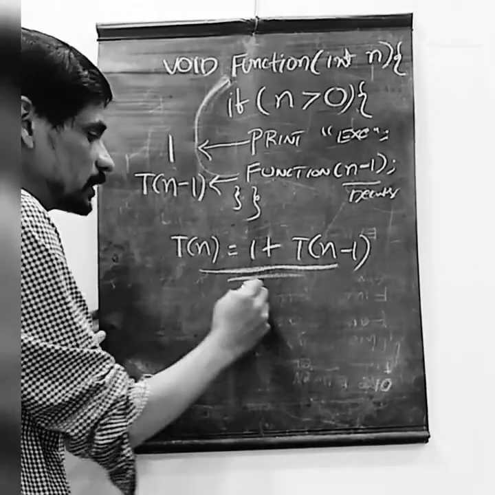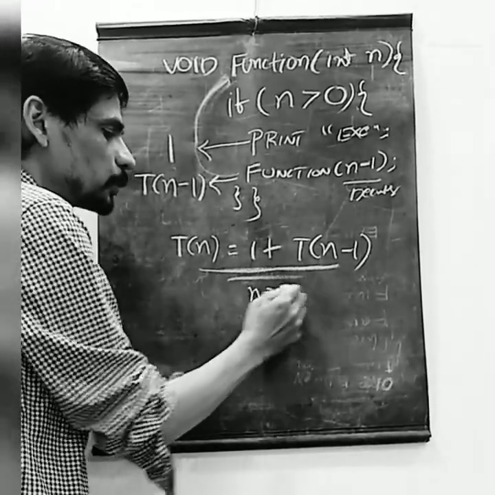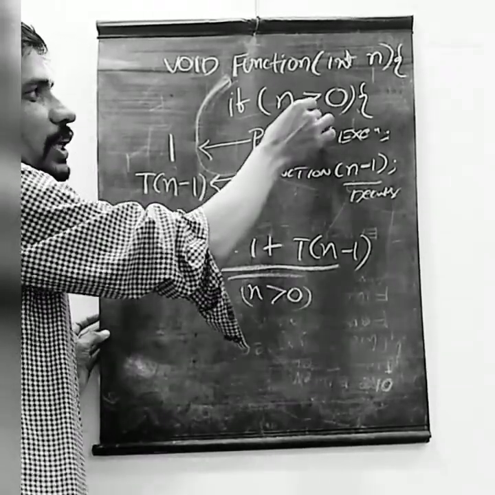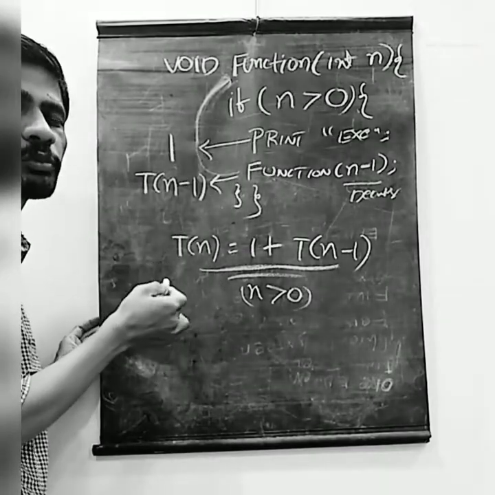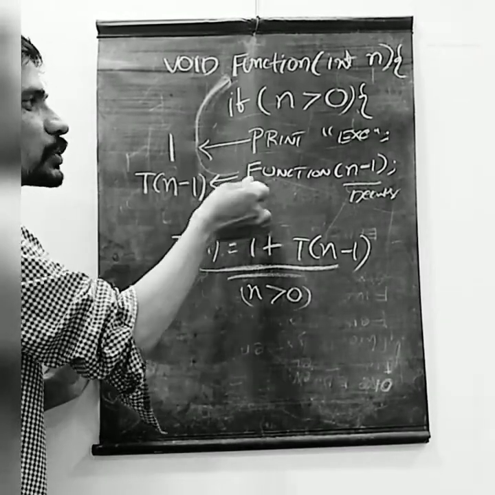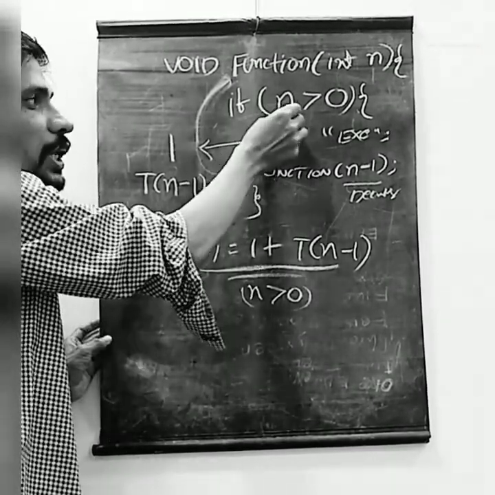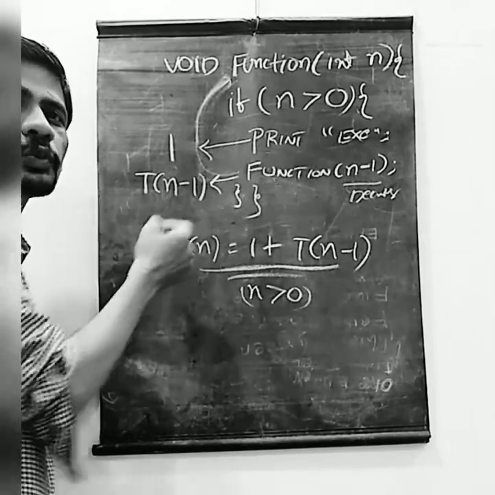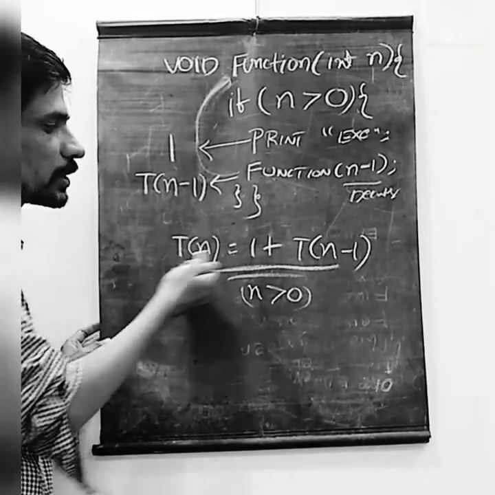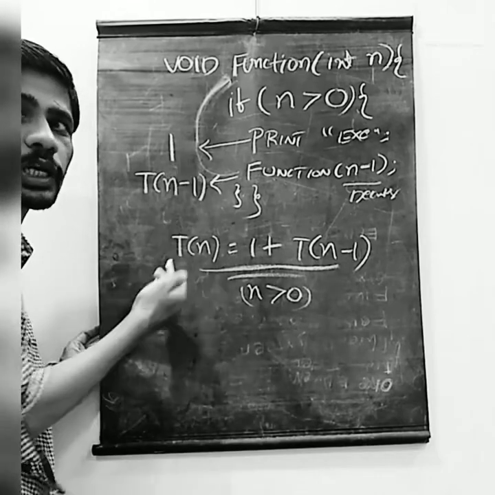where my n value is greater than 0. For example, if my n is 0, these two instructions won't execute at all, so this recurrence relation won't be applicable.